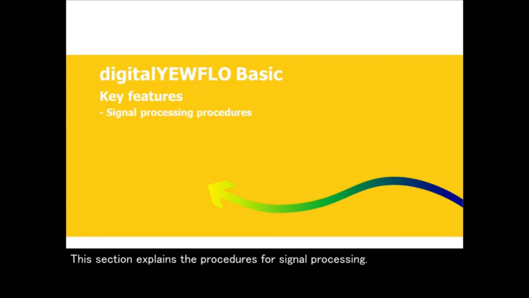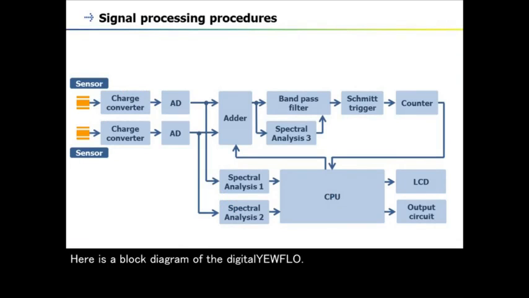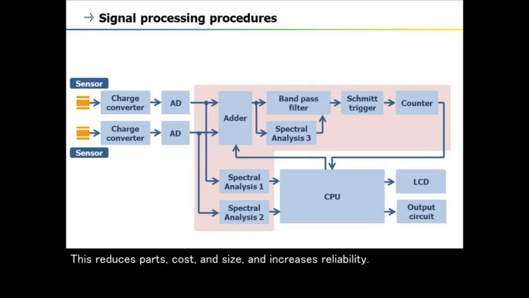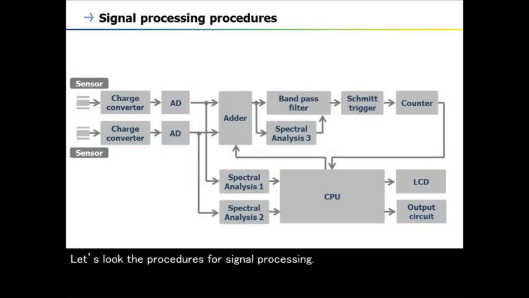This section explains the procedures for signal processing. Here is a block diagram of the digital earflow. All signal processing is digital. Adder, filter, Schmidt trigger, and other functions are implemented on a gate array. This reduces parts, cost, and size, and increases reliability. Let's look at the procedures for signal processing.